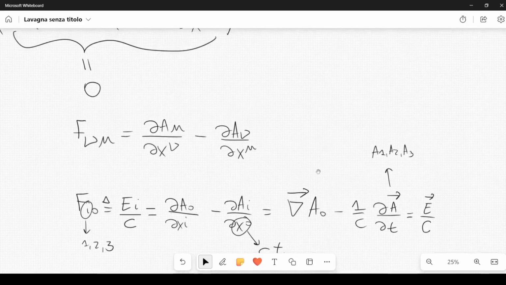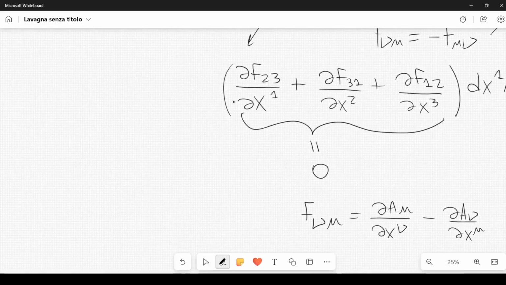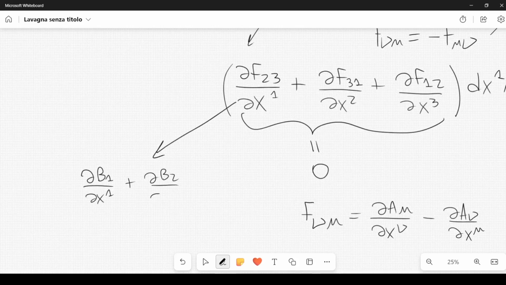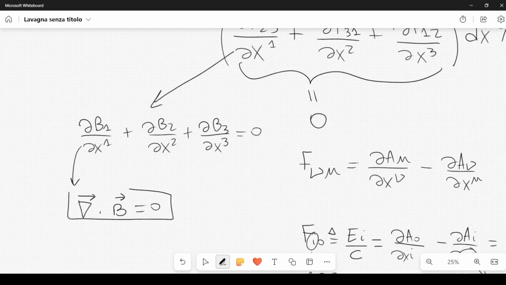Now at this point we can use these definitions to rewrite this expression here. From what we have just defined, it's easy to see that we get ∂B_1/∂x^1 plus ∂B_2/∂x^2 plus ∂B_3/∂x^3 equal to 0. But what is this? Well, this is exactly one of Maxwell's equations. In particular, the divergence of the magnetic field is equal to 0. So it's very simple to observe this.